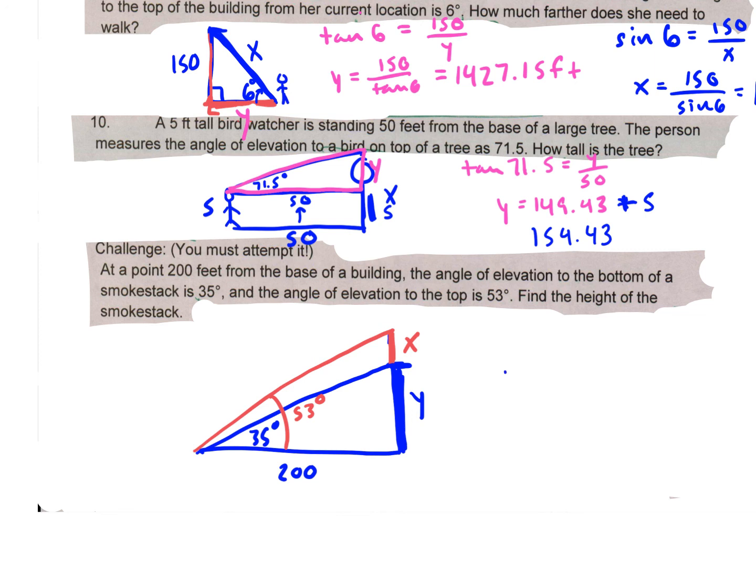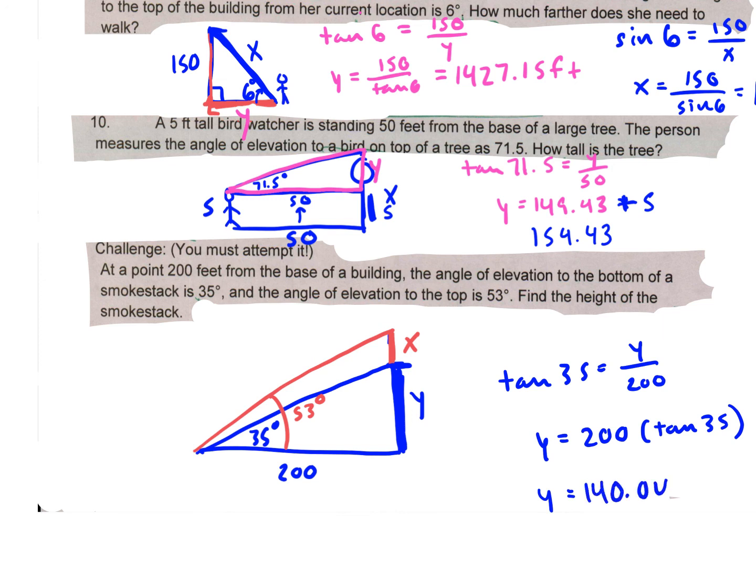So I'm going to use tangent of 35 is equal to y over 200. So y is equal to 200 times tangent of 35. So y is going to be equal to 140.04.